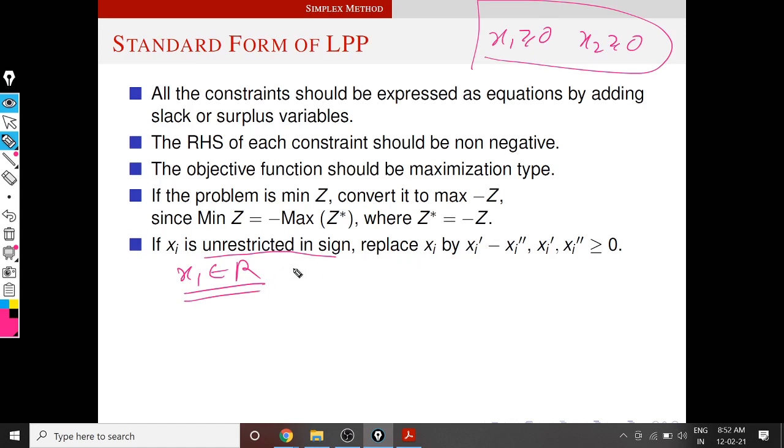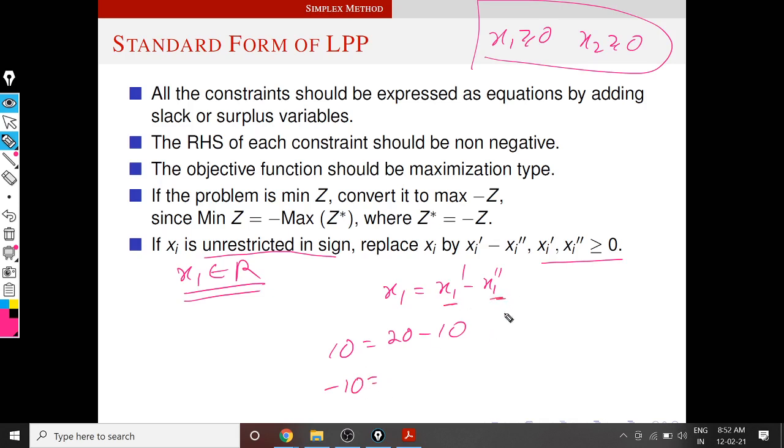Then how to convert x1? Actually here x1 can take any real number. So we are going to replace this x1 using non-negative variables. That is possible because every real number can be written as a difference of two positive real numbers. You got it? For example, 10. We can write 10 as 20 minus 10. So every real number is a difference of two positive real numbers. Suppose minus 10, then we can write this minus 10 as a difference of two positive real numbers.